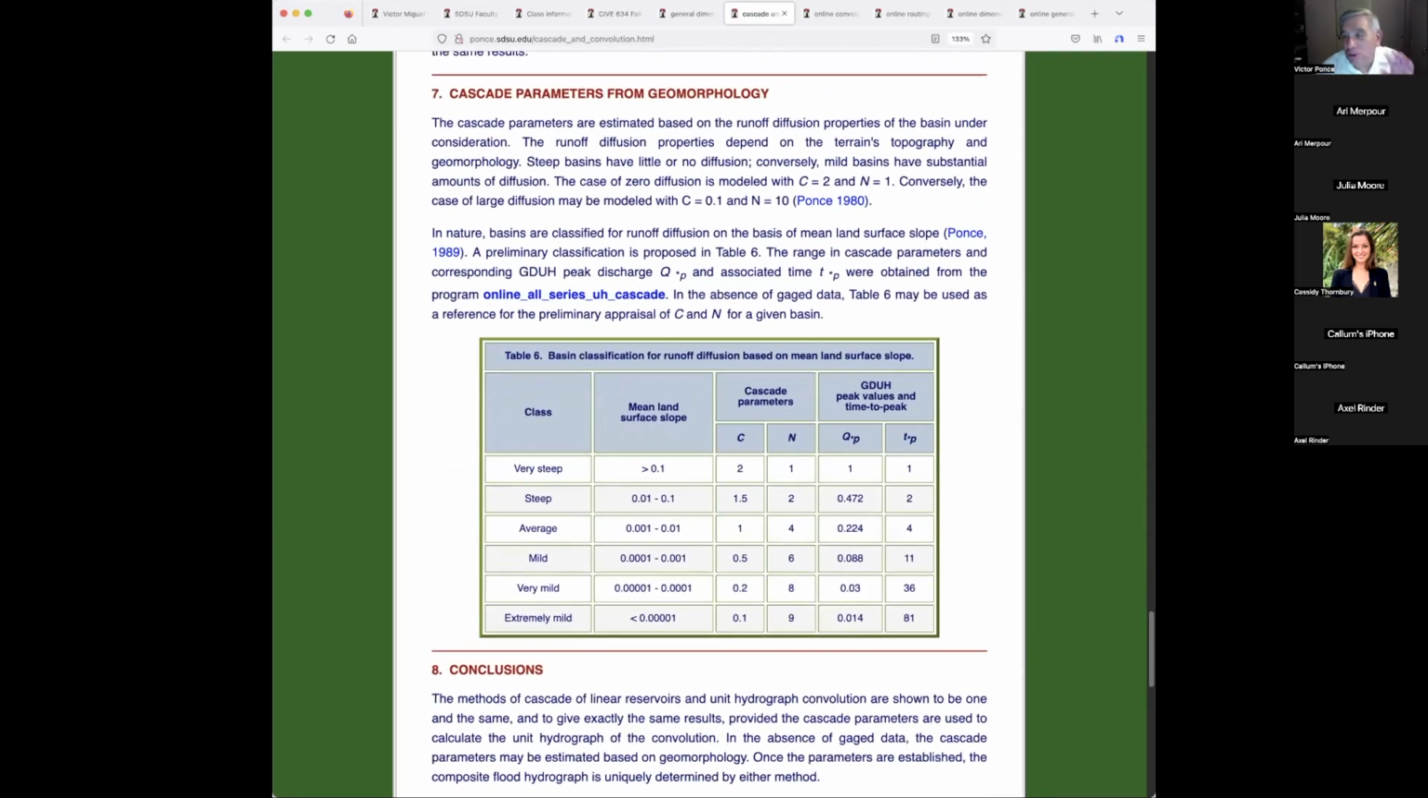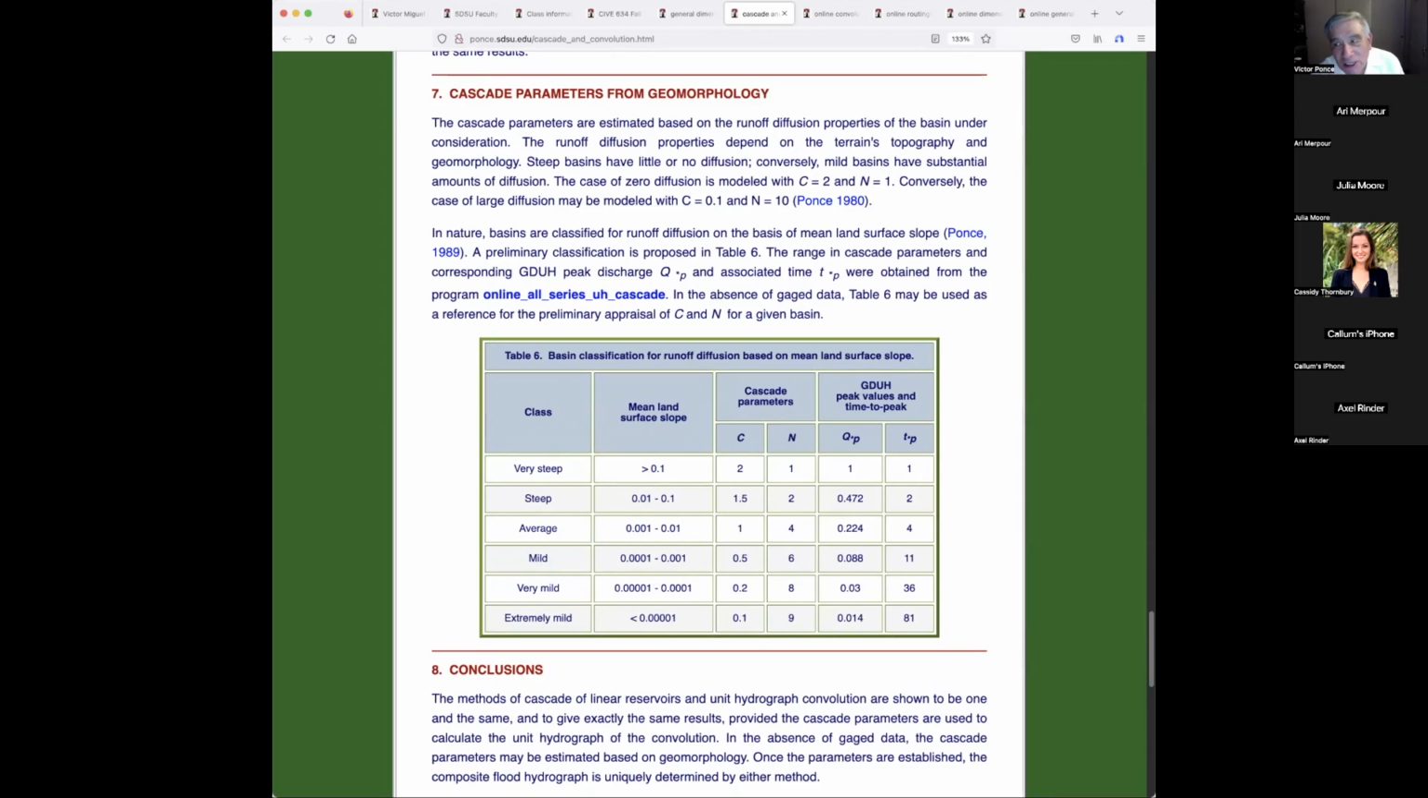Now, the juice of this whole thing is that since we can simulate any amount of diffusion that we wish to pose, we can get the cascade parameters from geomorphology. The cascade parameters are estimated based on the runoff diffusion properties of the basin under consideration. So in other words, a steep basin will get a high C and a low N. A very mild basin will get a low C and a high N. The runoff diffusion properties depend on the terrain's topography and geomorphology. Steep basins have little or no diffusion. Conversely, mild basins have substantial amounts of diffusion.